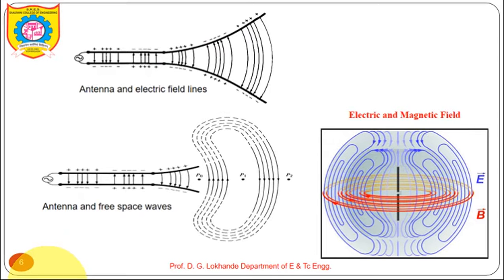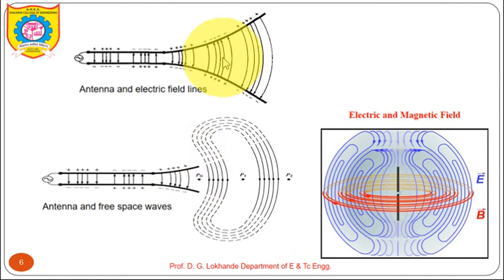Another example is here, where the antenna and the electric field are shown. Here it's a sinusoidal signal we applied, and the electric field and the charge are mentioned over there. This is the positive charge and this is the negative charge. The positive charge is moving downward toward the negative charge, and it is an upward direction.